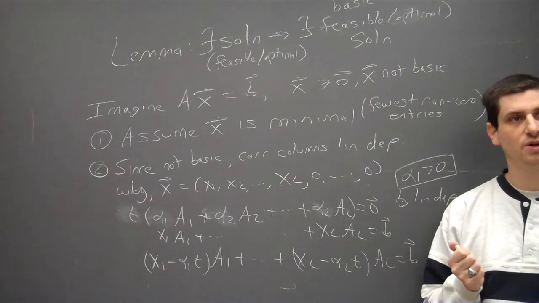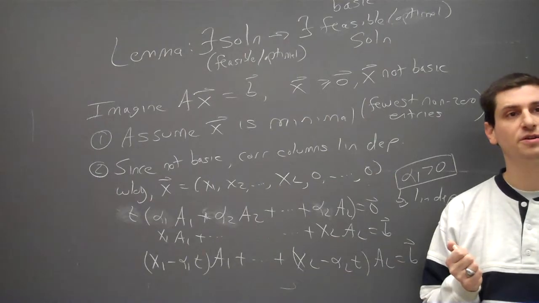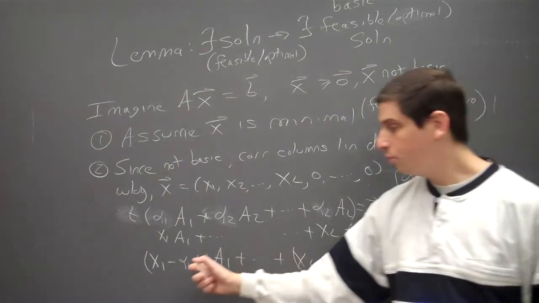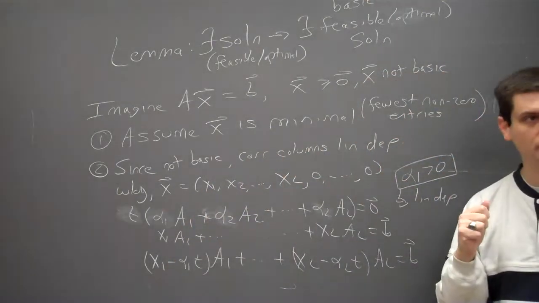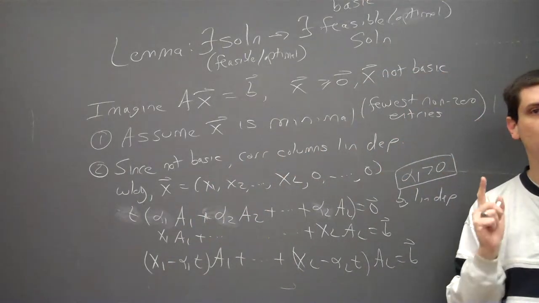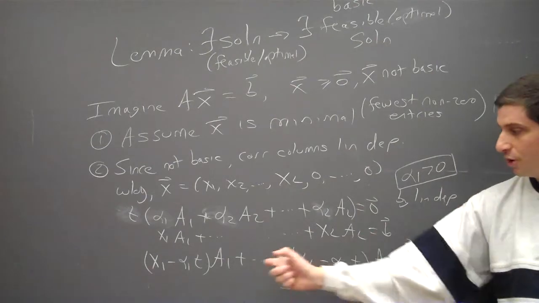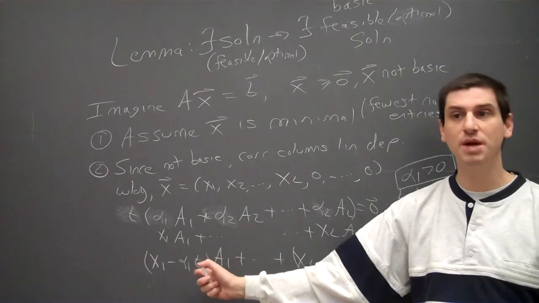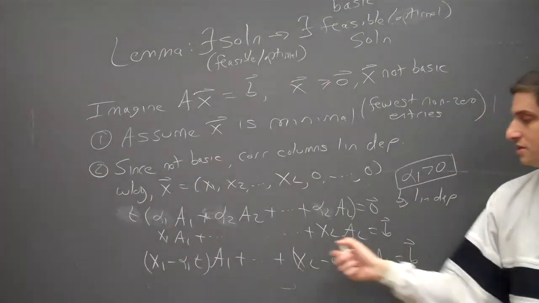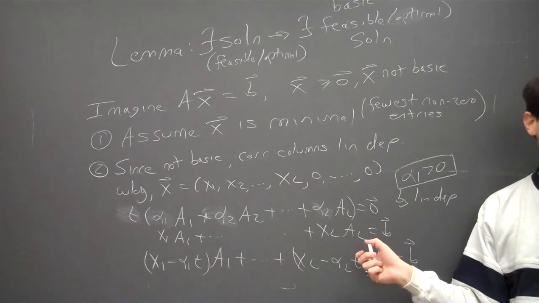x1 equals alpha 1 t. I'm sorry? x1 eventually equals... At one point, this will be equal to 0. At which point I've now dropped a column, and I now have a solution with one fewer column. Now the problem is, I may not be able to let t get that large, because maybe as t is getting that large, one of these earlier ones becomes negative.